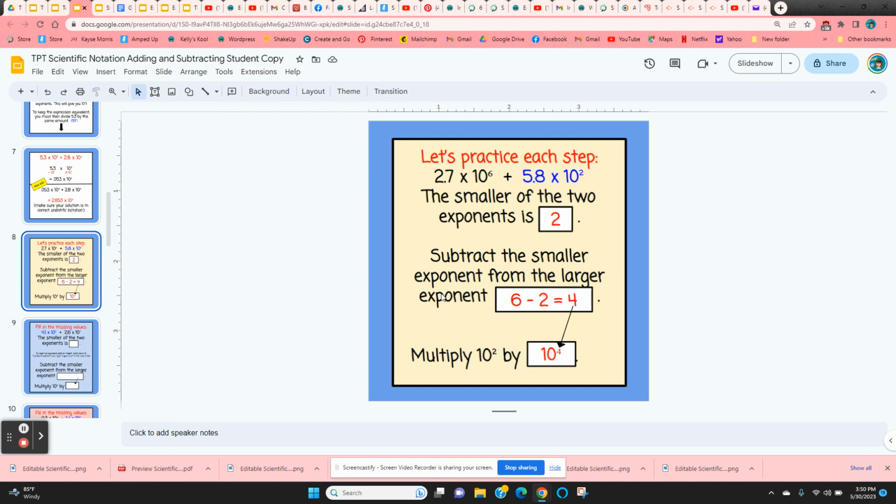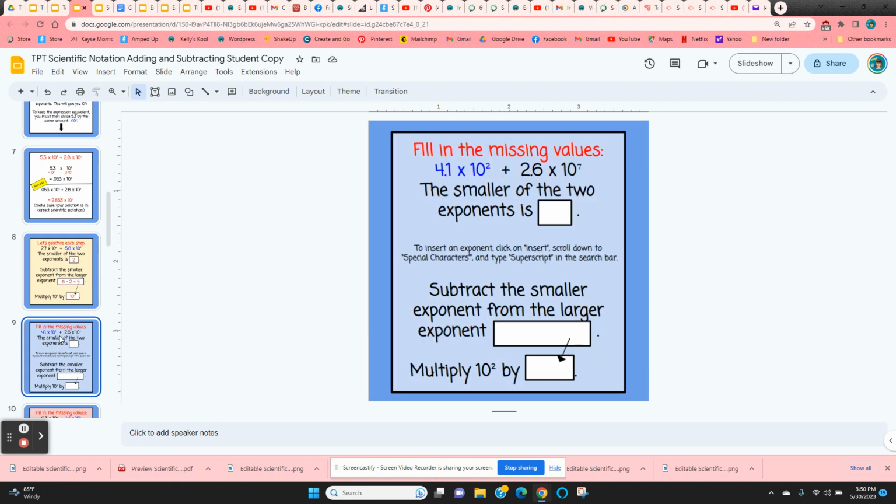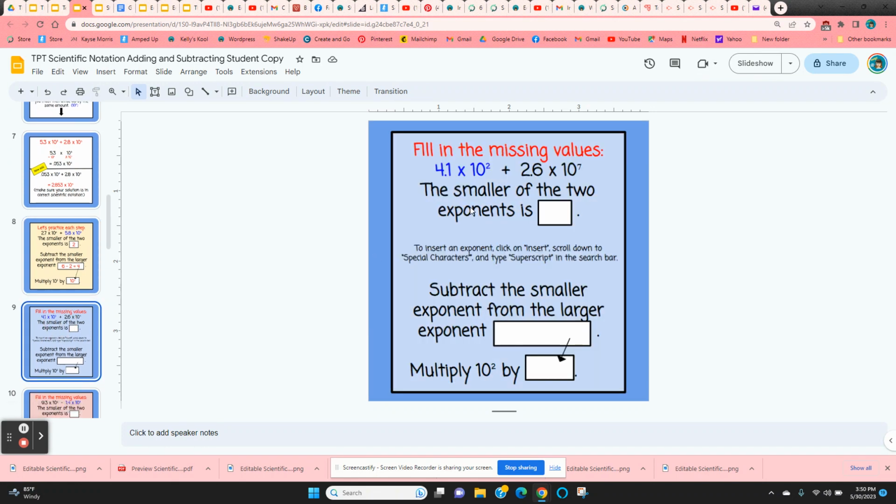And then you subtract the smaller exponent from the larger. So 6 minus 2 is 4. And that tells you what you're going to multiply by: 10 to this power, 10 to the fourth power. They're going to do the same thing for two other problems. So on slide 9, they're going to do the typing in themselves.